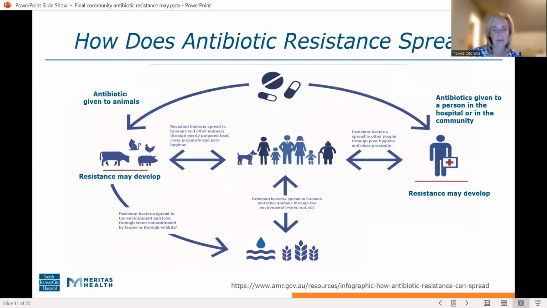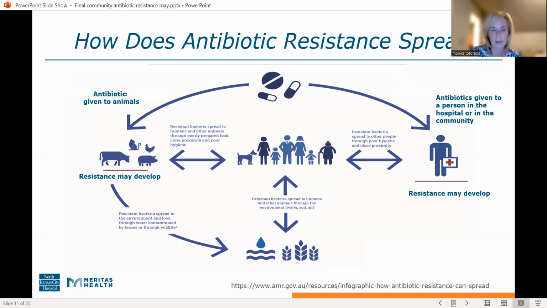How does antibiotic resistance spread? I want to take some time on this slide because I think it's very important. The first thing is antibiotics are like no other medication. If you misuse your blood pressure medicine or your cholesterol medication, you only affect yourself. When we misuse antibiotics, and if antibiotic resistance develops, one can pass this resistant bacteria to others.